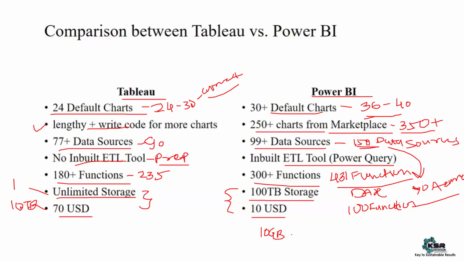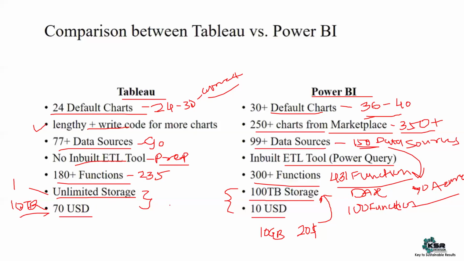But if you go with premium per user, somewhere it would be around $20. Even for $20 premium per user, not premium per capacity, you get 100 TB storage. So with $20 you are getting 100 TB, and with $70 you are getting 10 TB. It varies. The Tableau usage also varies from time to time. Even though Tableau is recommending unlimited storage, there are limits. For every limit, you have to go back and see what is the exact amount we are spending.